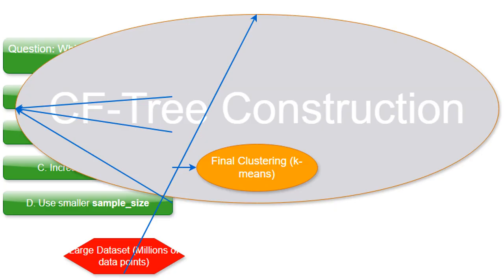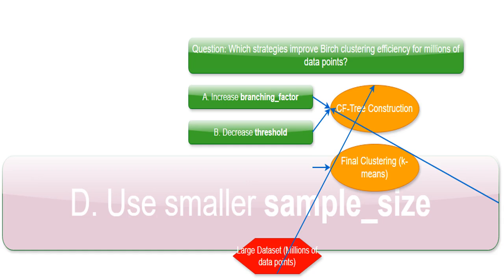Birch builds a special tree-like structure called a clustering feature tree, or CF tree, to organize data points efficiently. This tree is crucial for the algorithm's speed. Optimizing its construction is key to solving the problem. After the CF tree is built, Birch uses a method similar to k-means to assign the data points to the final clusters. But this step is less important for optimizing the entire process.